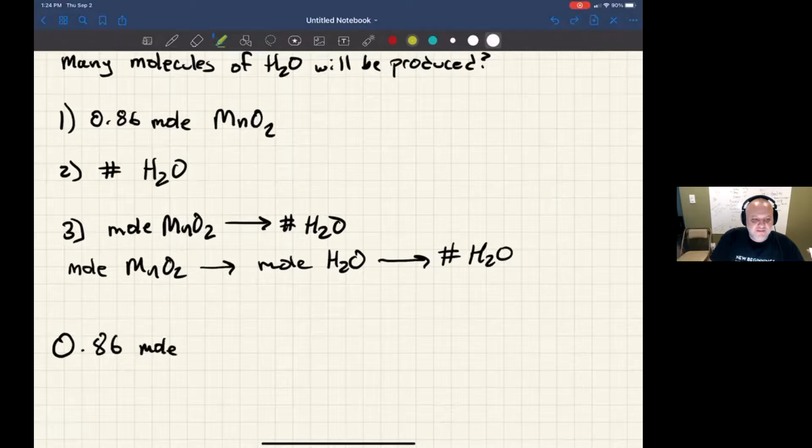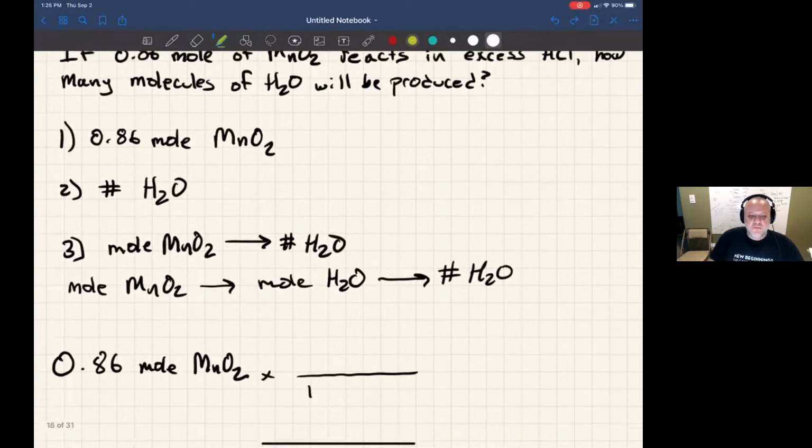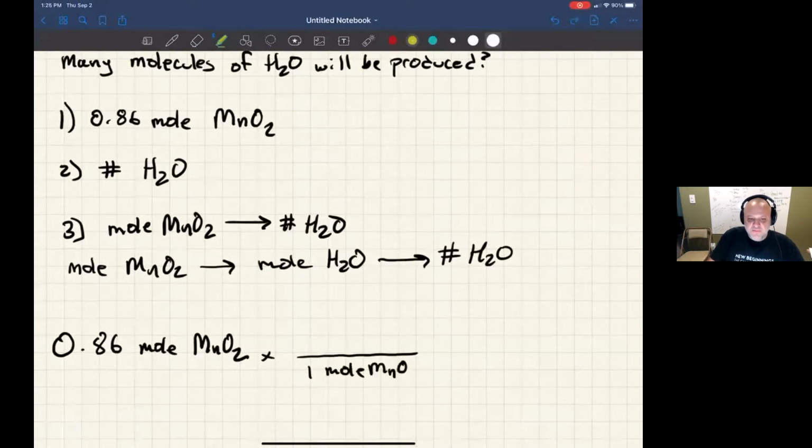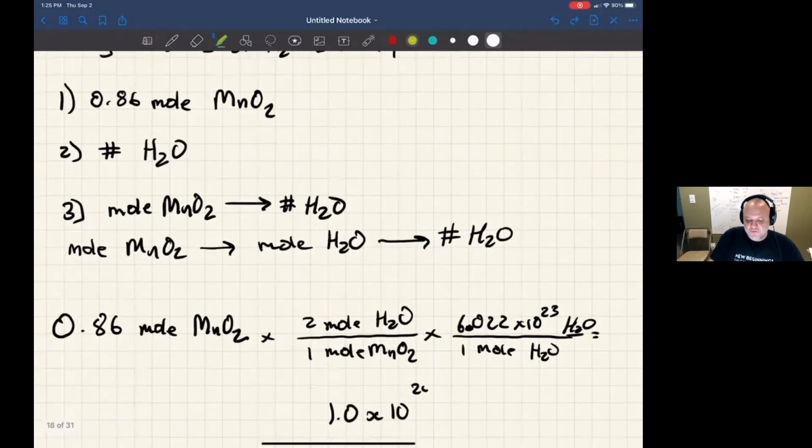So we'll come back and we'll examine the chemical equation in a second as I put this together. So I start with 0.86 moles of manganese 4 oxide, and I'll multiply it by a relationship from the balanced chemical equation. The balanced chemical equation tells me 1 mole of manganese oxide will produce 2 moles of water, and that's how I write the per expression: 2 moles of water per 1 mole manganese oxide. The other relationship is Avogadro's. We know that there are 6.022 times 10 to the 23rd water molecules per mole of water. Putting it into my calculator and rounding to 2 sig figs, I get 1.0 times 10 to the 24th water molecules. And that is the final answer.